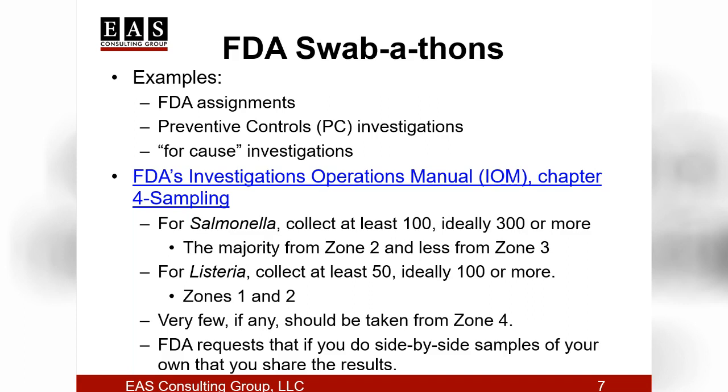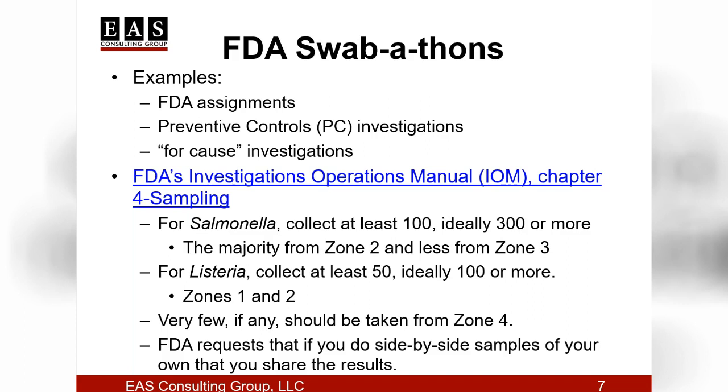The next line is the FDA's Investigations Operations Manual, the IOM, and you can find more detailed information there of what the investigators, what the inspectors are trained to do. So for example, just to give you a little snippet of information, there is in that manual for salmonella, collect at least 100 swabs, ideally 300 or more. The majority of those swabs are going to come from zone 2 and less from zone 3. In general, FDA takes very few, if none, from zone 4.